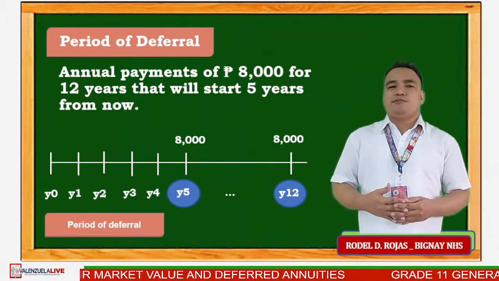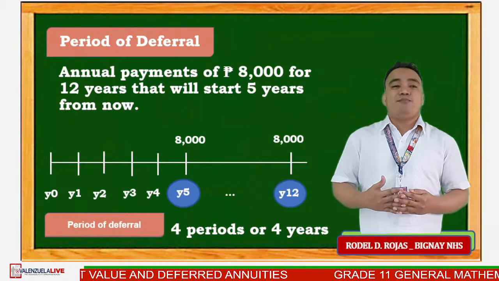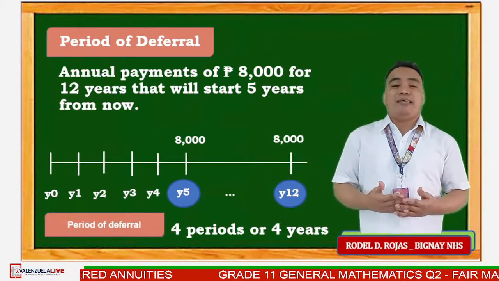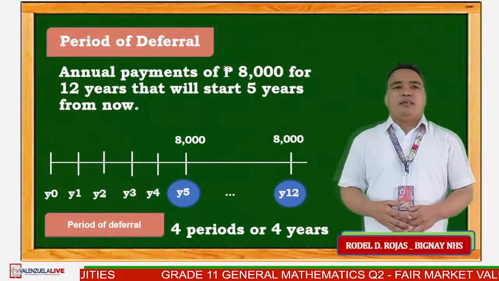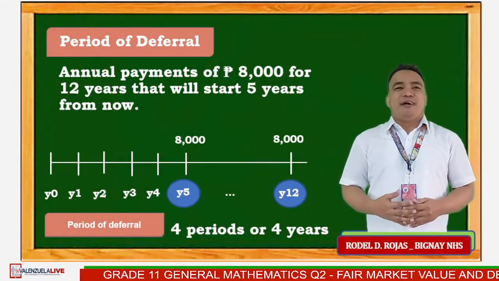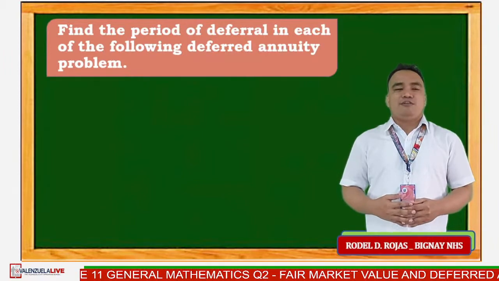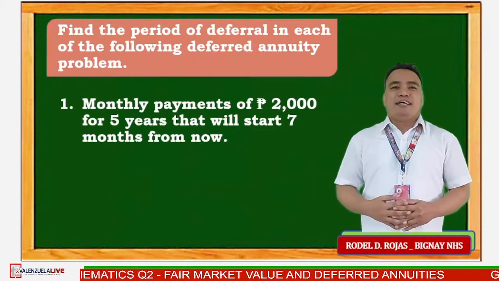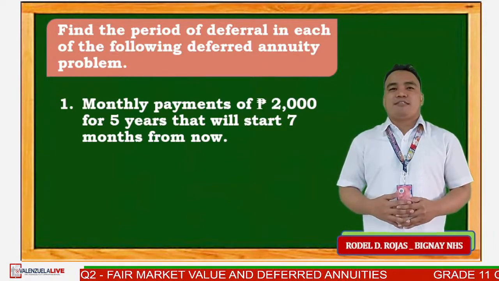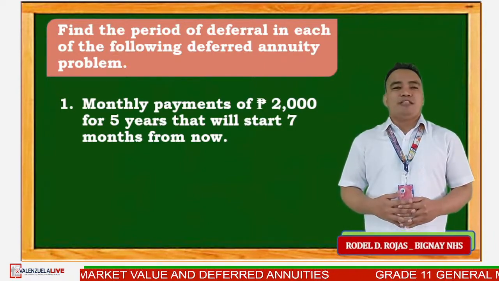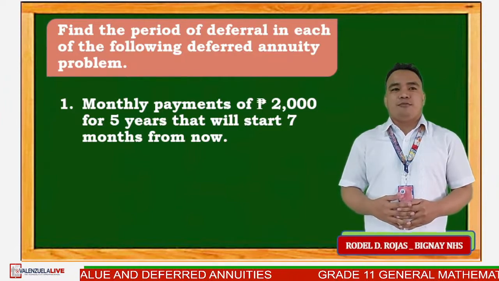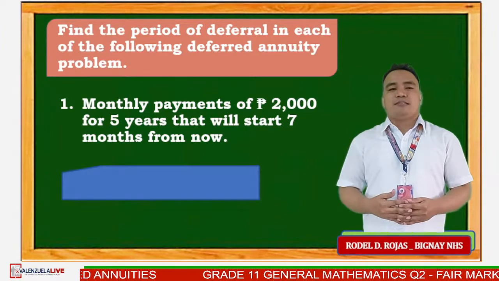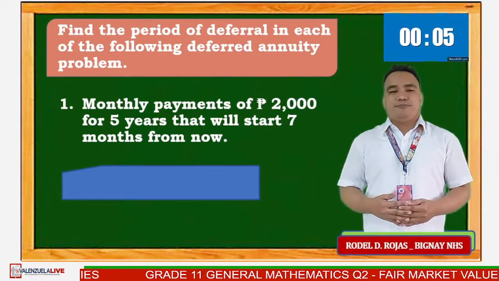Another solution is to note that the term will start at 5 years and the word annual. So, 5 minus 1 is 4. Now, it's your turn. Find the period of deferral in each of the following deferred annuity problems. Number 1: monthly payments of 2,000 pesos for 5 years that will start 7 months from now. Find the period of deferral. Just type your answer in the comment box. 5 seconds, go.